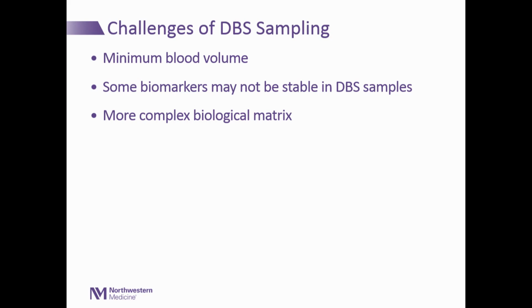Some biomarkers are not stable, so if you have something that's volatile in the blood, once the blood dries, those go away, so you can't measure those. And you have a more complex biological matrix. When you have a dried blood spot sample, the red blood cells will lyse when the blood dries, and now you have all the content of the red blood cells that you've got to compete with when you're doing your analyses in the sample.